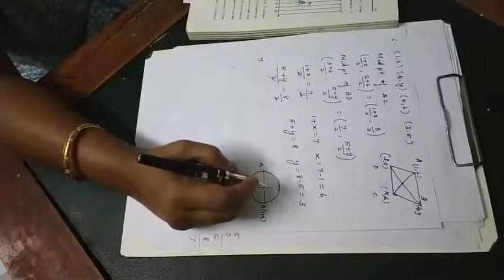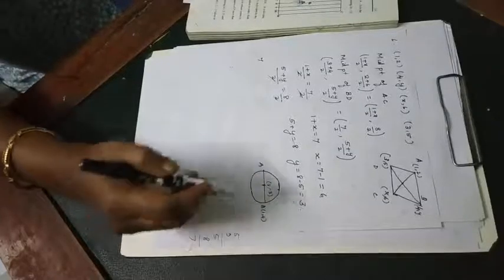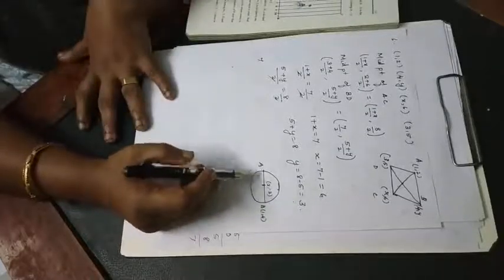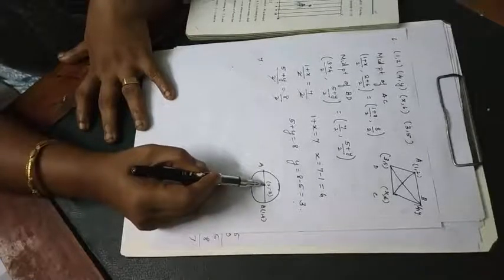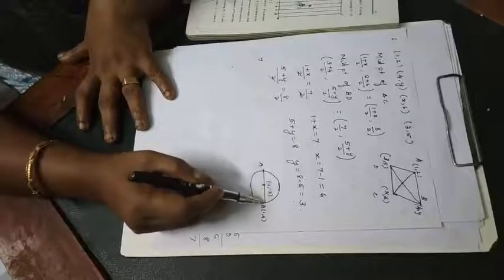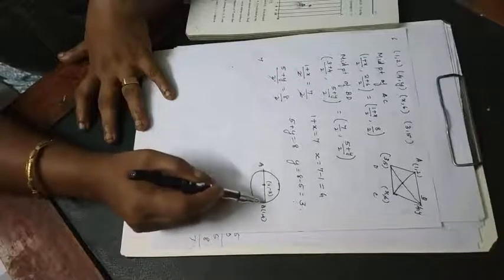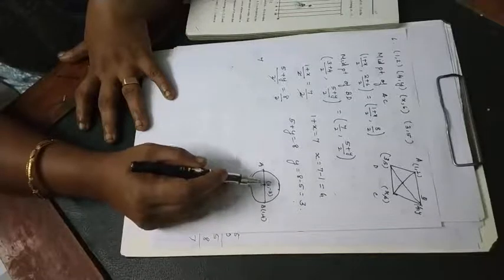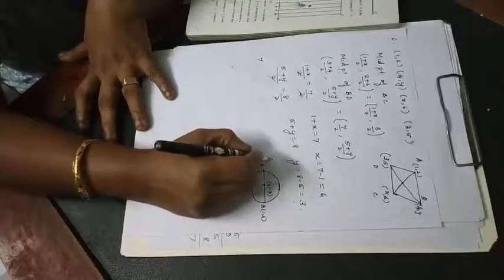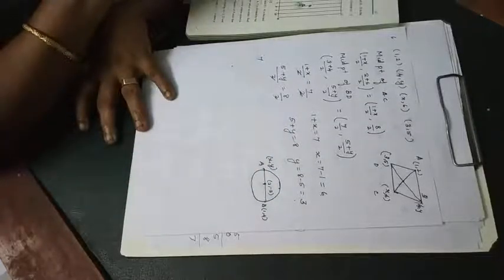So what is the relation between that center and diameter? The diameter is the largest chord passing through the center. That means this center will be the midpoint of that line segment, the diameter. So the coordinates of A let us take as (x, y).